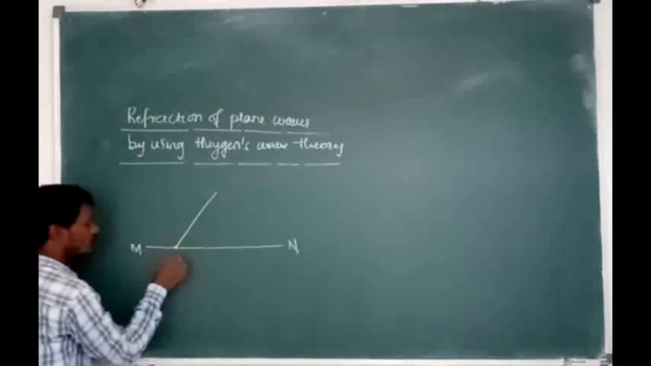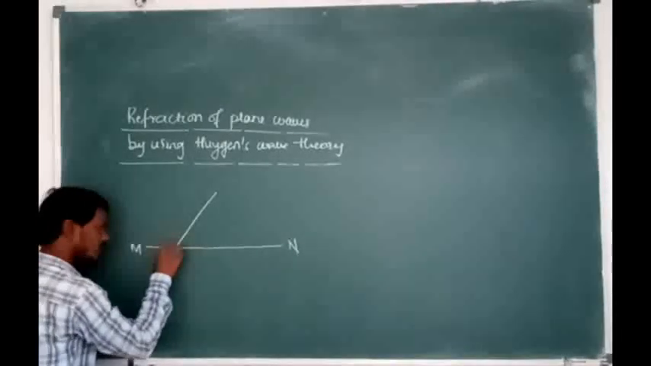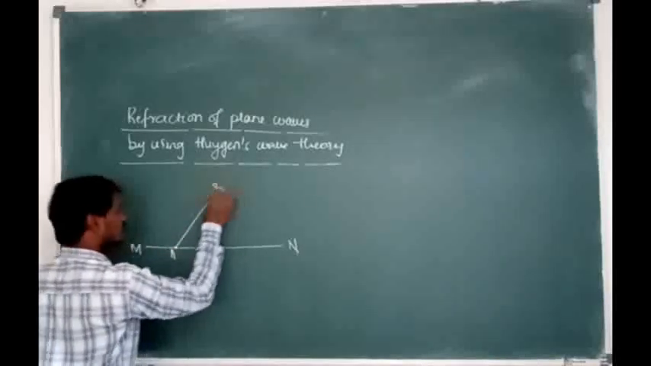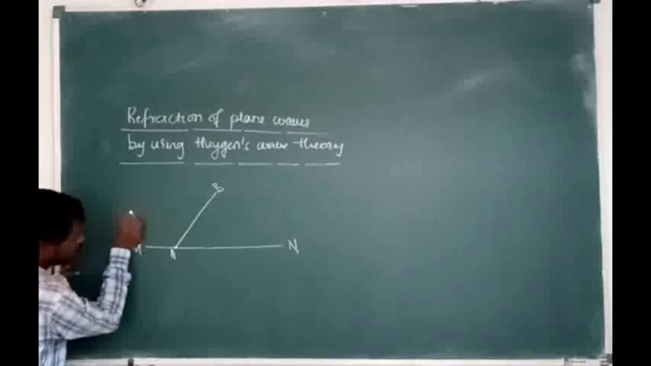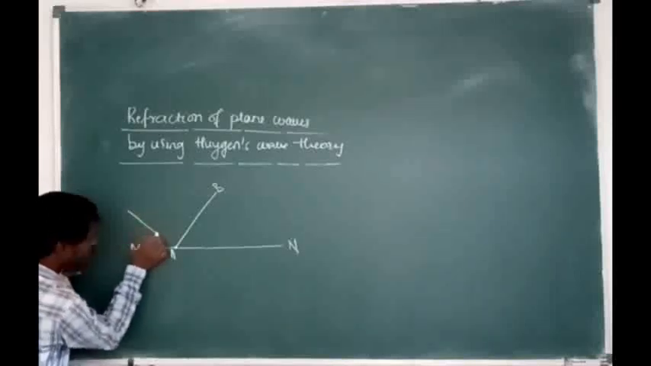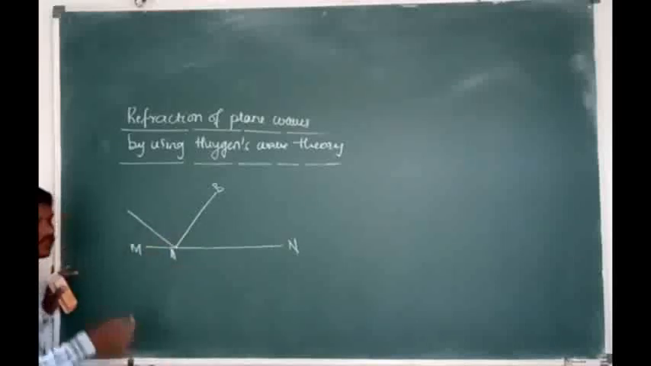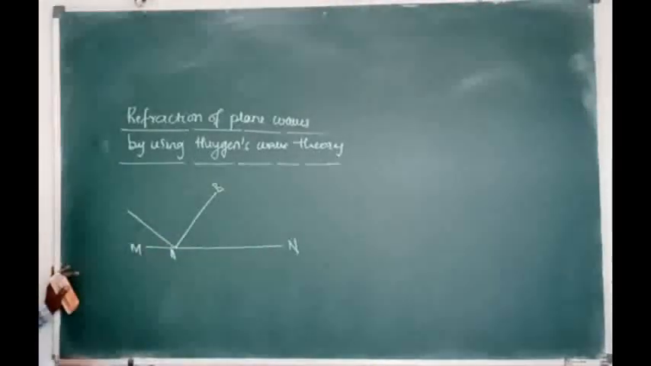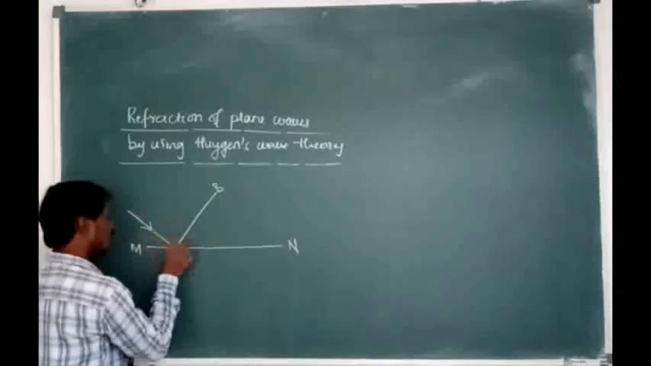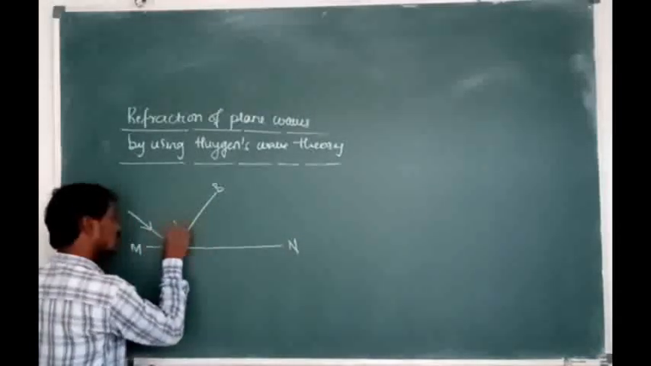and this plane wavefront is incident at A. Here AB is the plane wavefront. Now the direction of incidence can be shown by the ray of light, that is a straight line which can indicate the direction of incidence or direction of propagation of the light wave. Then at the point of incidence, again I will draw the normal.